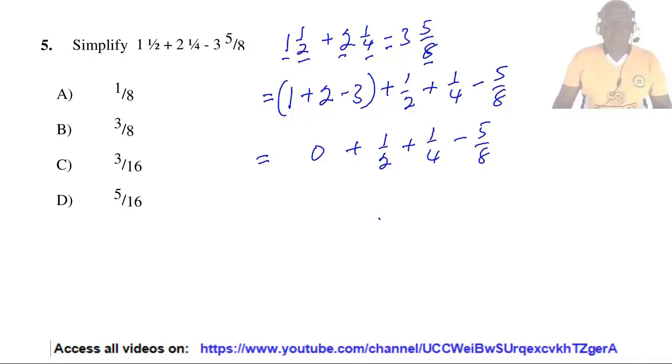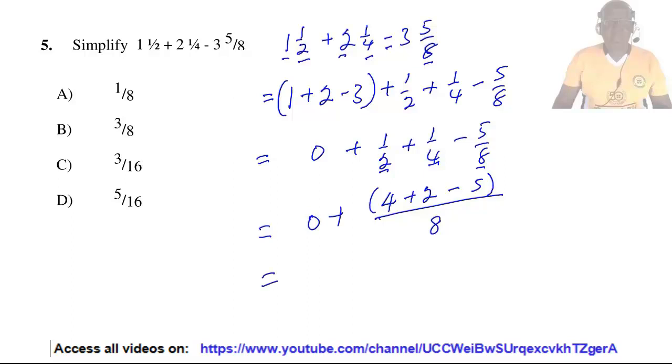The LCM of 2, 4, and 8 is 8. 2 into 8, 4 times the numerator, we shall get 4. 4 into 8, 2 times the numerator, we shall get 2. 8 into 8, 1 times the numerator, we shall get 5. So 4 plus 2 minus 5 is 1/8. So the answer is 1/8.